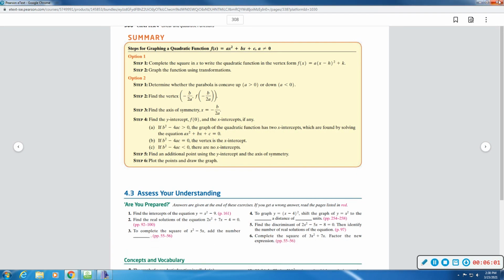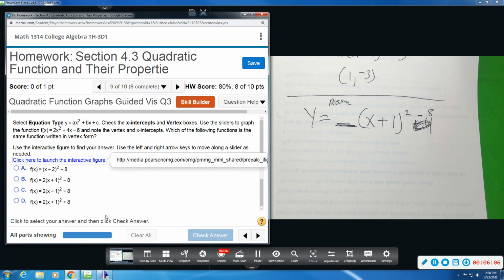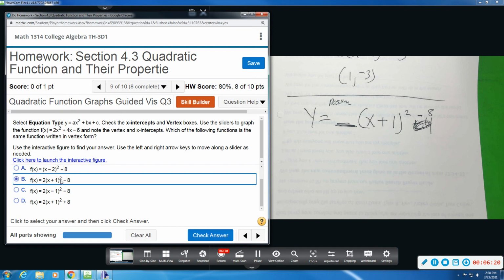I don't need the textbook. Where is my problem? Okay, so 3 of them have -8. This one has a -1. We need a +1. Okay, so +1, -8. The only one that matches with the vertex is B. So we don't even have to use the other ordered pair to figure out the 2. We got +1, -8 when we plug into our vertex form. And so B would be our answer.